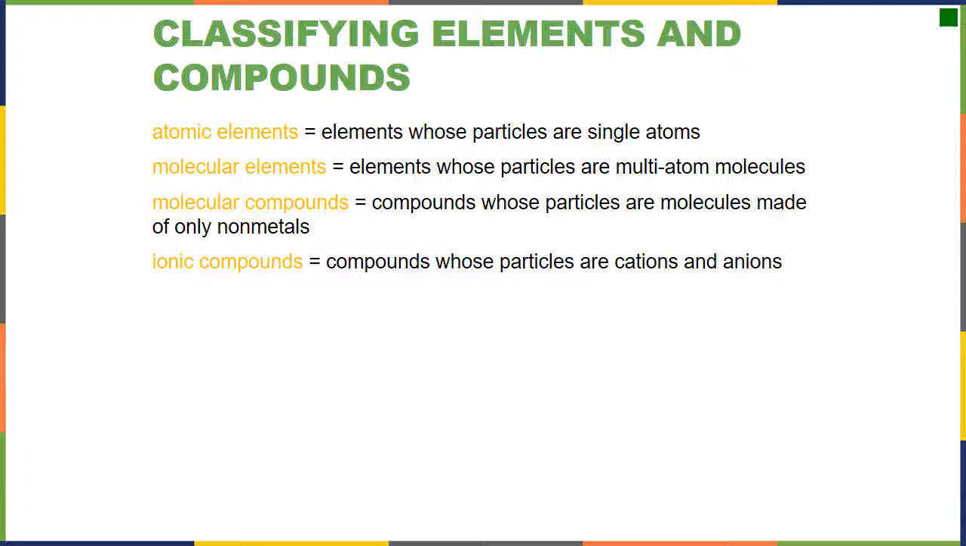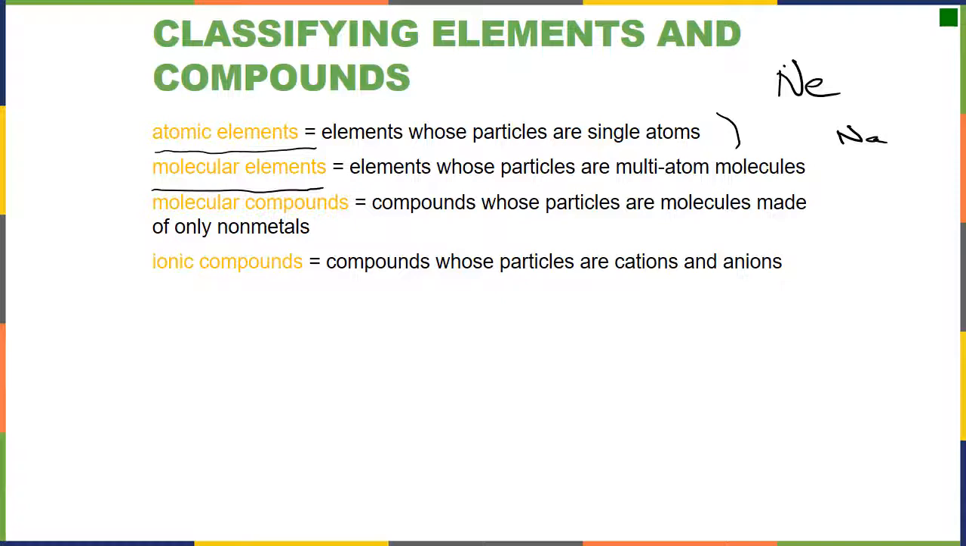We have atomic elements. These are the elements whose particles are single atoms, and these would be considered to be like the noble gases, and we'd see neon. We also look at the metals frequently this way, and those would be things like sodium, even if they are multiple actual particles in real life.